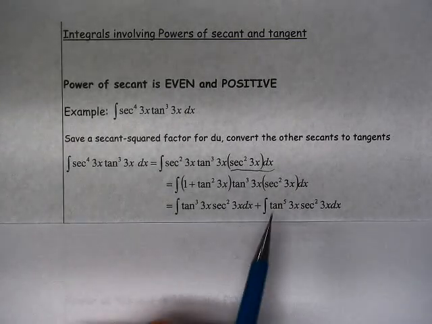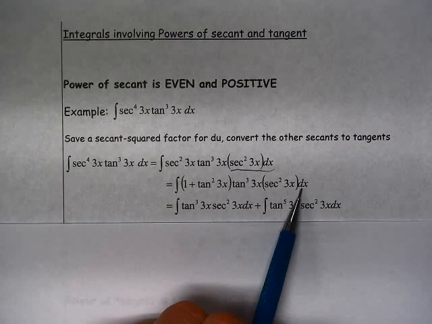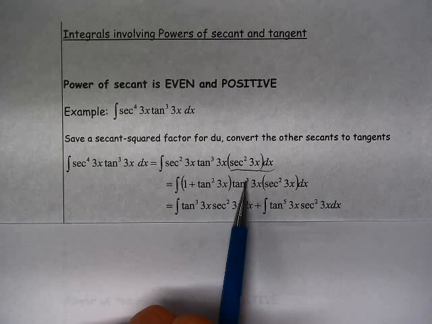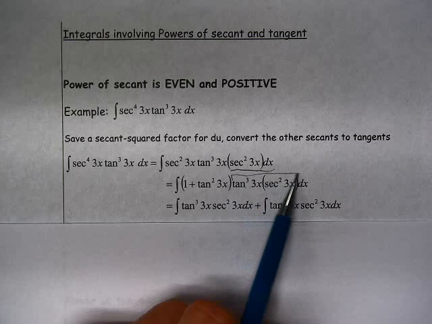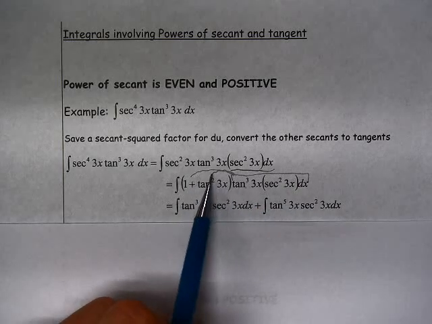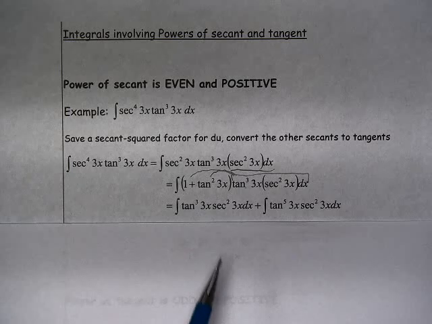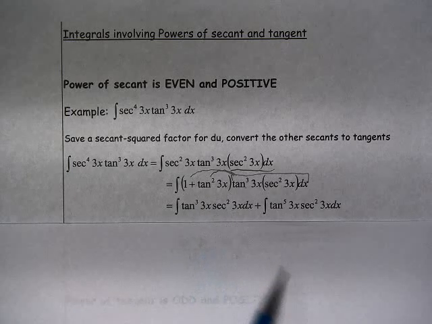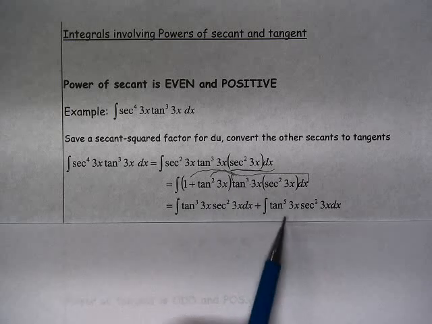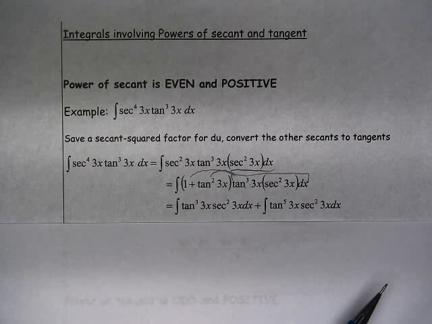Now I can distribute the secant squared 3x dx and this tangent cubed as a whole. I can distribute that entire thing to the 1 and to the tangent squared. So I get tangent cubed 3x secant squared 3x plus now the tangent cubed times tangent squared. It gives me the tangent to the fifth and secant squared.